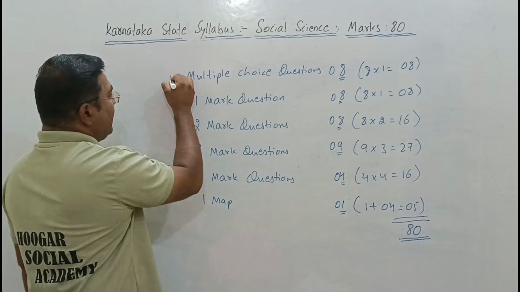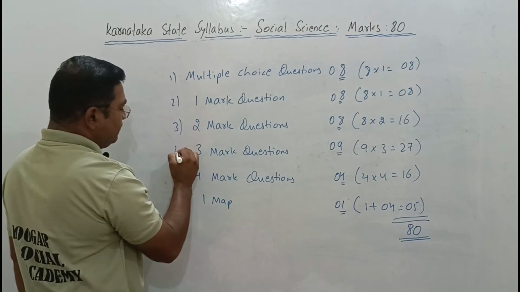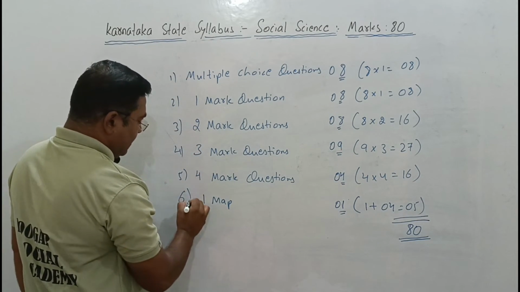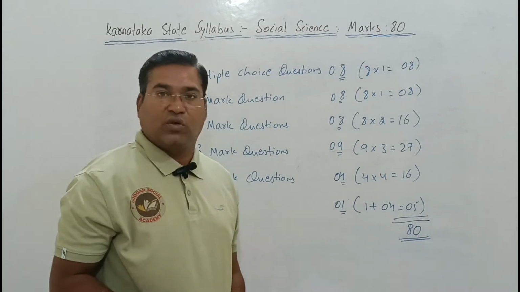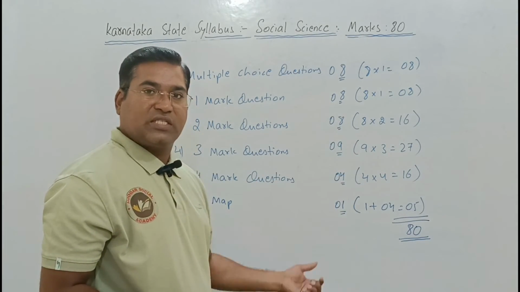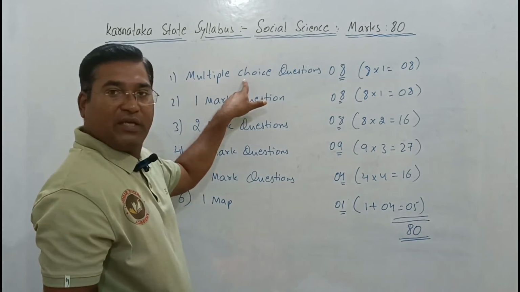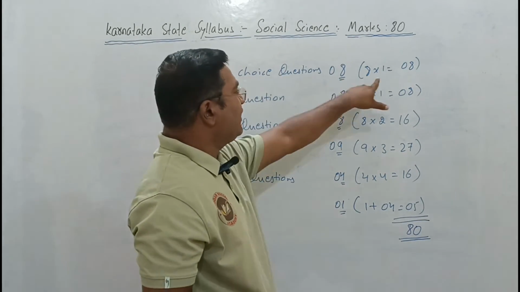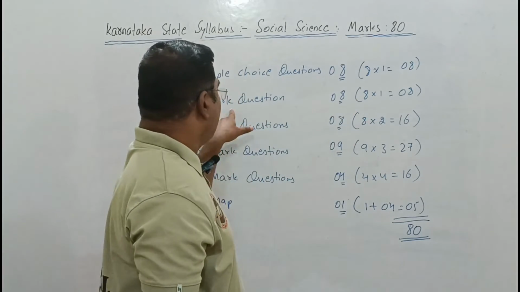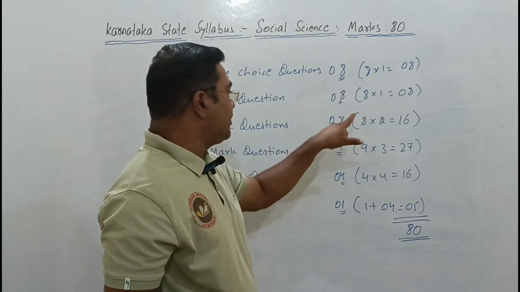Okay, so in this way our exam, which one it is? It's a social science question paper. In this pattern it is being prepared. Again I repeat, multiple choice how many? 8. 8 into 1 is equal to 8. 1 mark question 8. 8 into 1 is equal to 8.